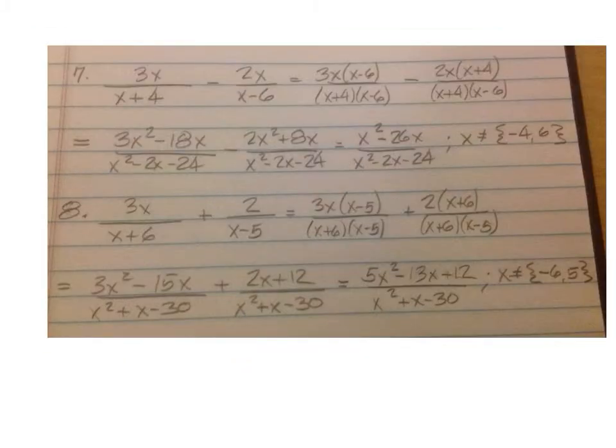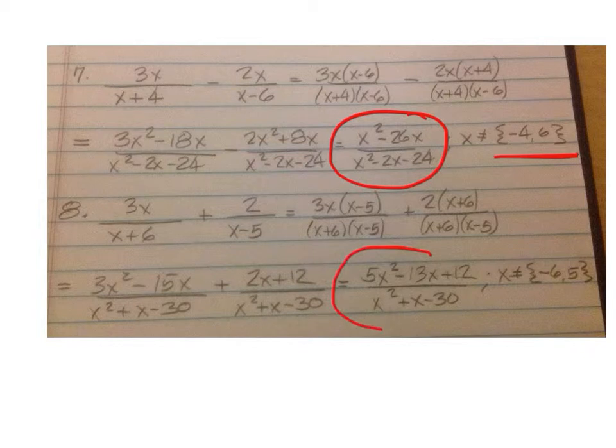Number 7, x squared minus 26x over x squared minus 2x minus 24, and negative 4 and 6 for the excluded values. Number 8 is 5x squared minus 13x plus 12 over x squared plus x minus 30, and the excluded values are negative 6 and 5.